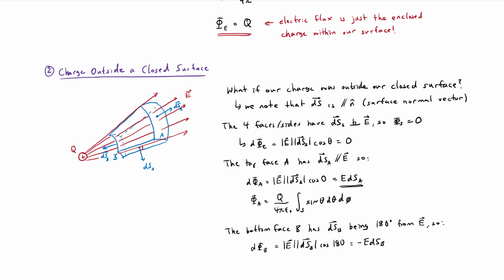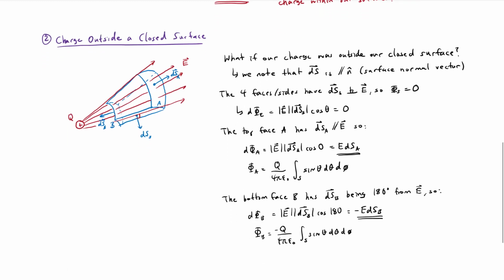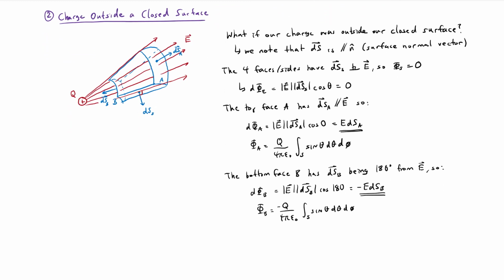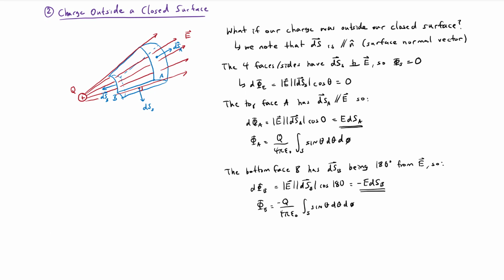So here it's important to note I have positive E dSA, and here I have negative E dSB. In this case, I can say that the total flux across B is negative Q over 4 pi epsilon naught, the integral of sine theta d phi. So then, I want to calculate my total flux. I have to consider all 6 sides.